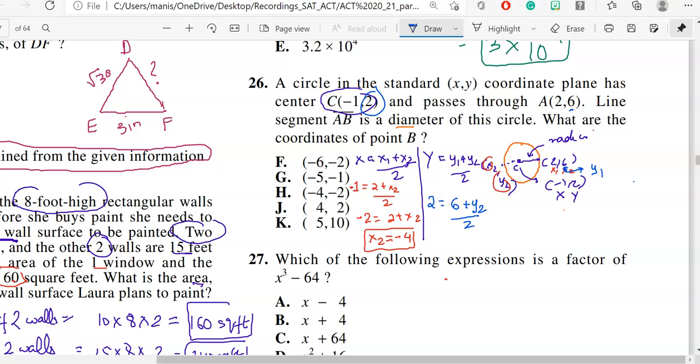So I will multiply by 2 both the sides, so it will give me 4 is equal to 6 plus y2. After this step, I will subtract 6 from both the sides. This will be my negative 2 is equal to y2. So basically my coordinates of point B will be what? They will be negative 4, comma negative 2. So this is my answer choice for this problem. Option choice H is the correct answer for this problem.